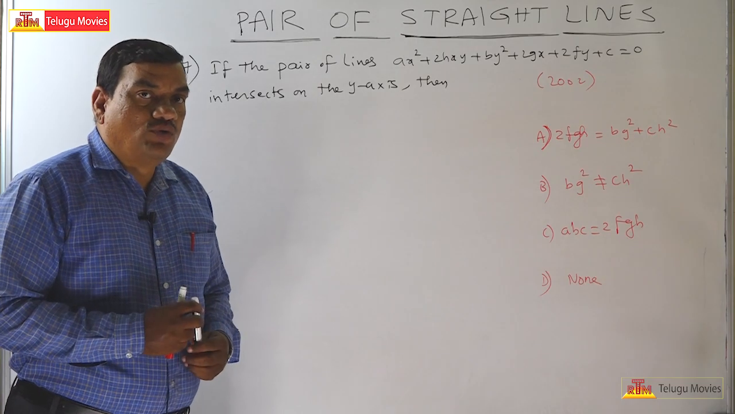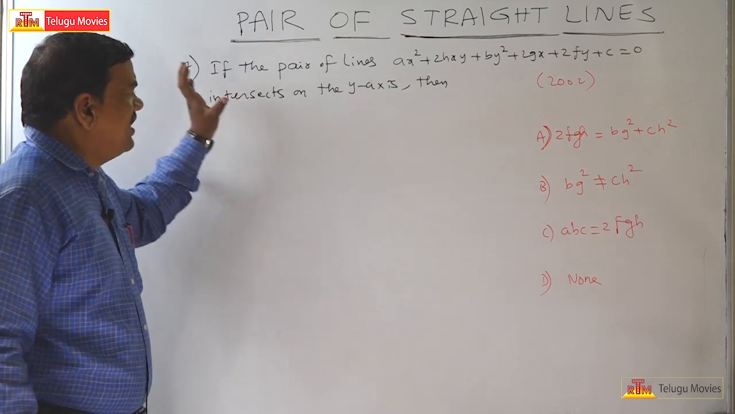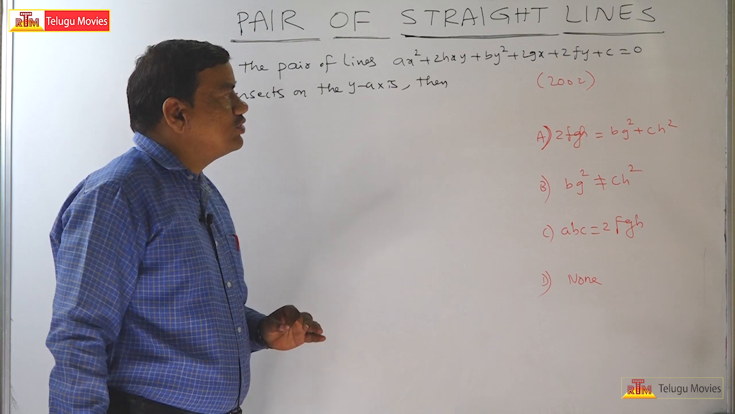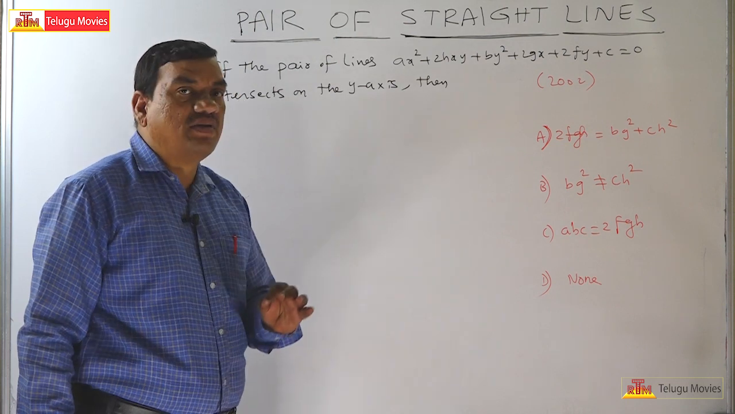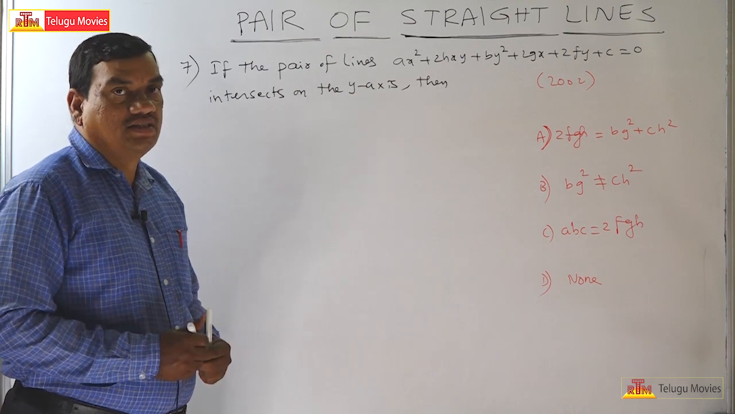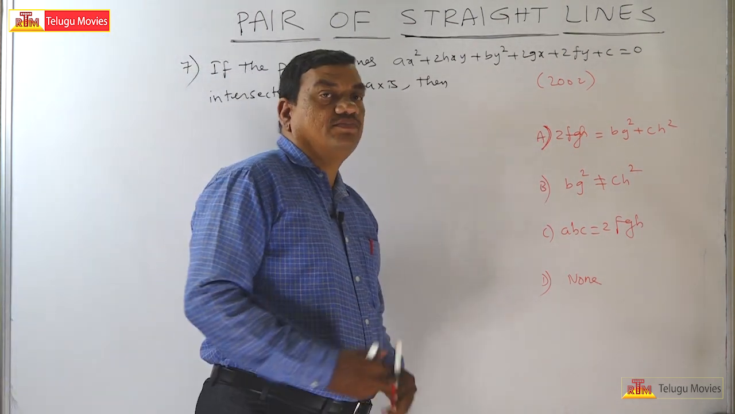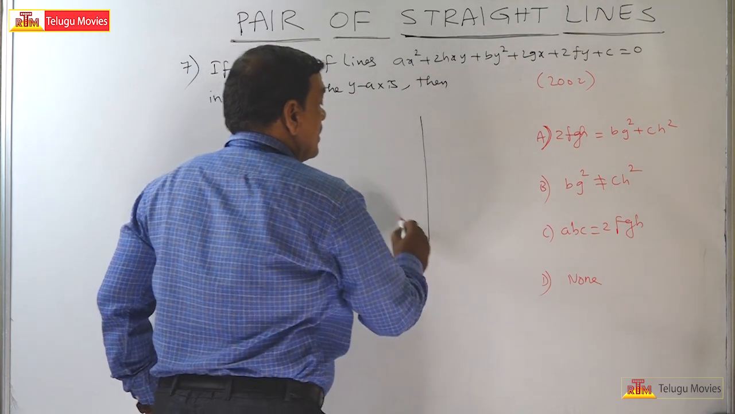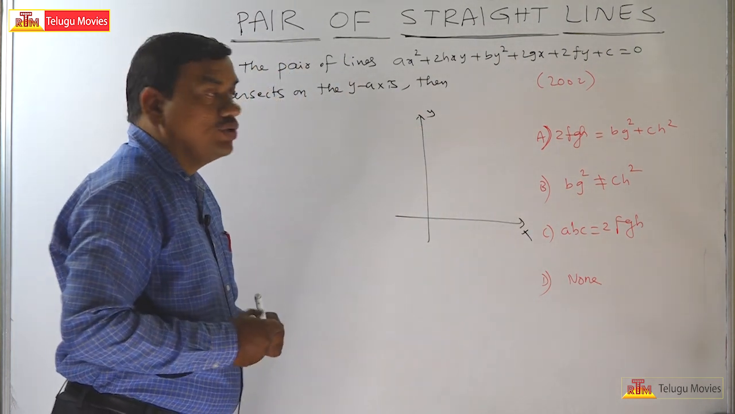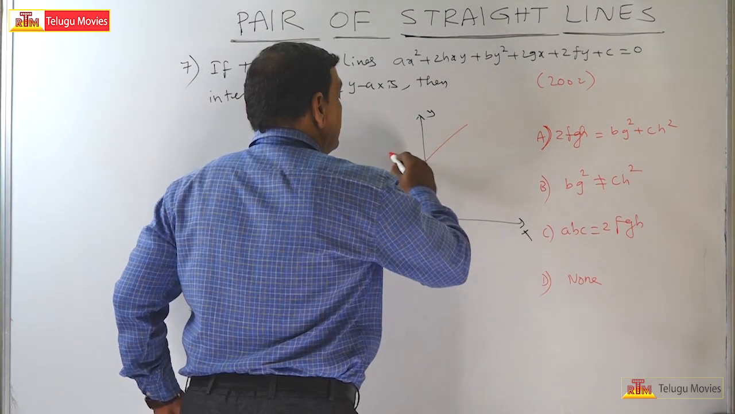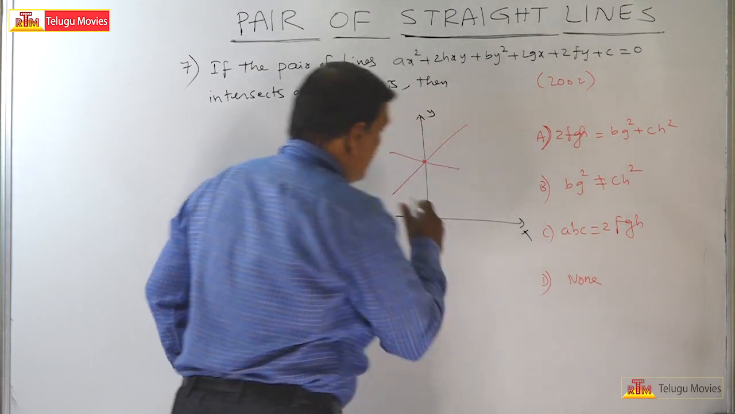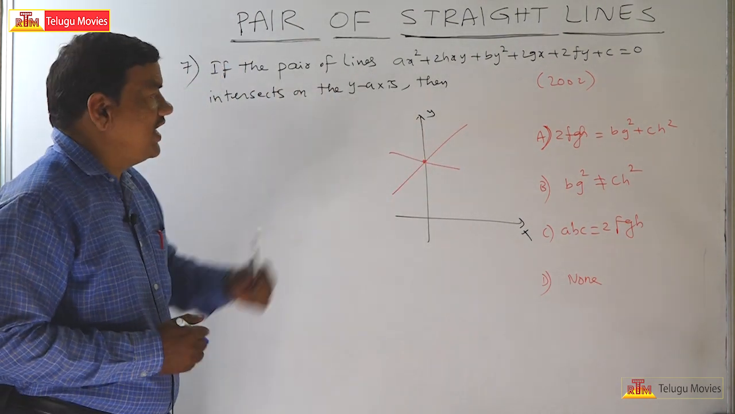Dear students, welcome to this problem. The problem is: if the pair of lines ax square plus 2hxy plus by square plus 2gx plus 2fy plus c is equal to 0 intersects on the y-axis, then what is the condition? If you consider the x-axis and y-axis, these two lines are intersecting on the y-axis. Then what is the condition?